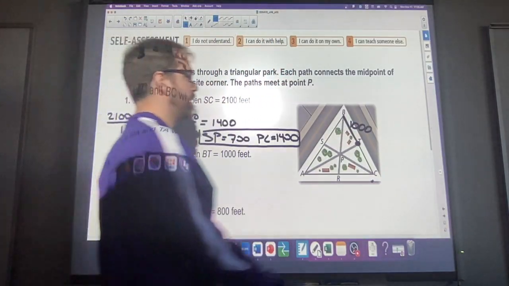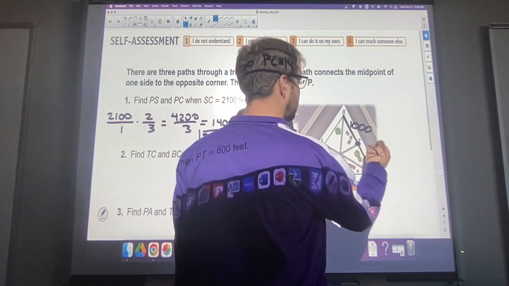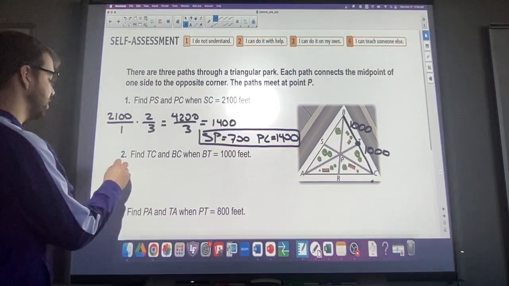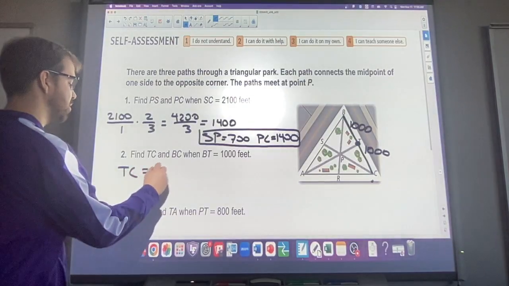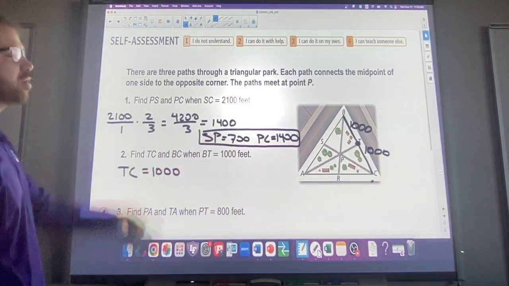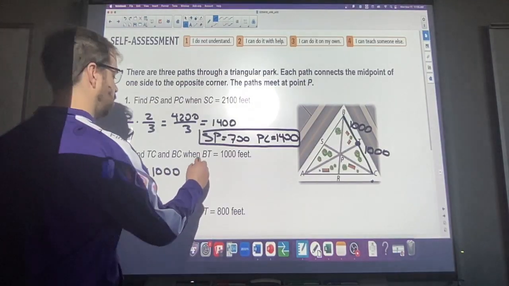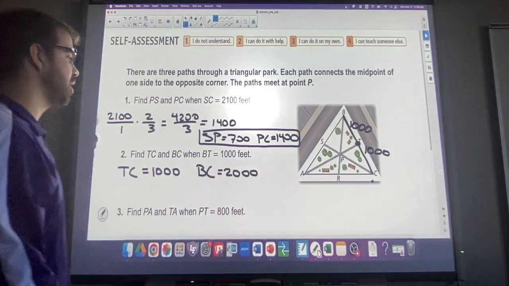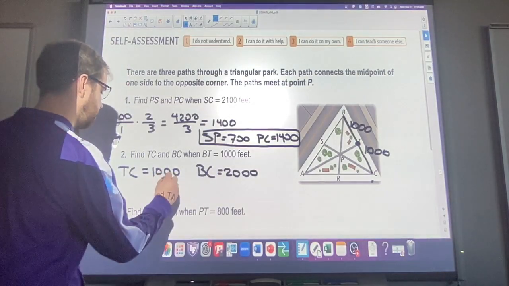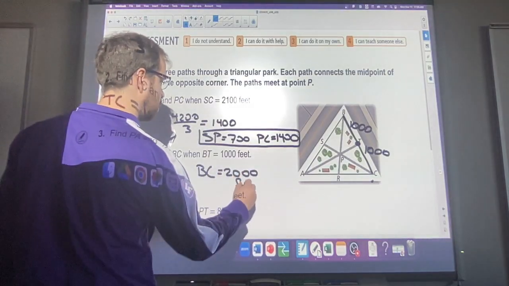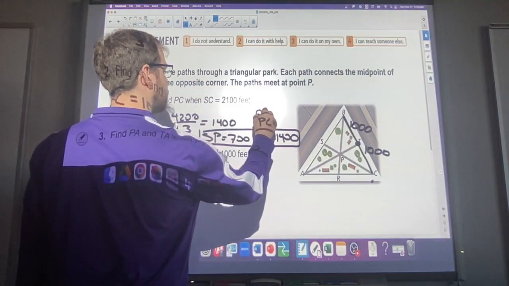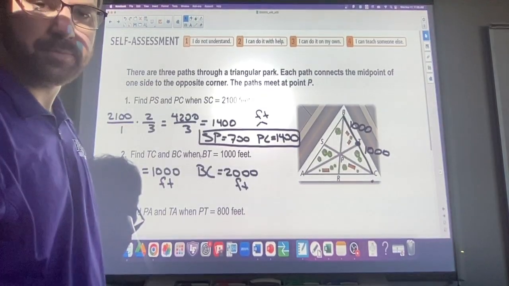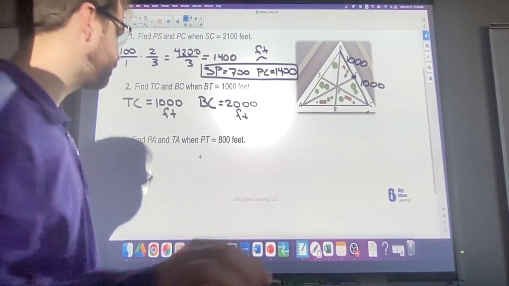So we know right away that TC has to be what? It's got to be the same. It's got to be 1,000. So we don't really have to do any math. TC equals 1,000. We just have to know its midpoint. And they want to know BC, the full length. Well, just put them together. 2,000. And I really should label these as feet. Sometimes I get lazy. And these are feet.